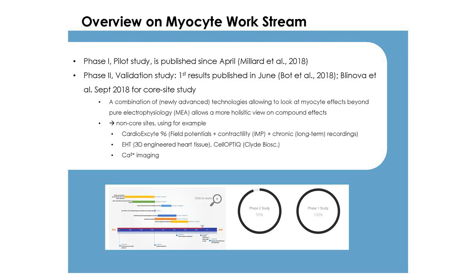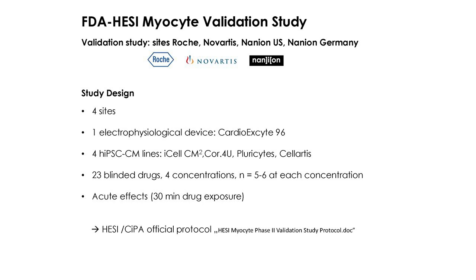So this was the setup for our study here. We had 4 sites here, Roche, Novartis, and 2 of the Nanion sites. We all used a similar instrument, the CardioExcyte 96. We used the 4 iPS-cardiomyocyte cell lines, so iCell cardiomyocyte squared, Cor.4U, Pluricyte, and Cellartis cells.